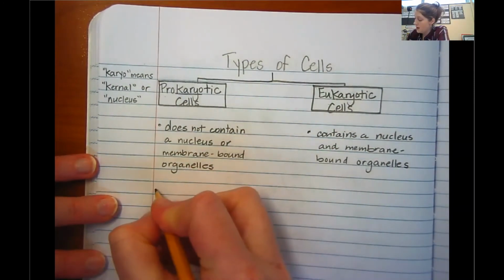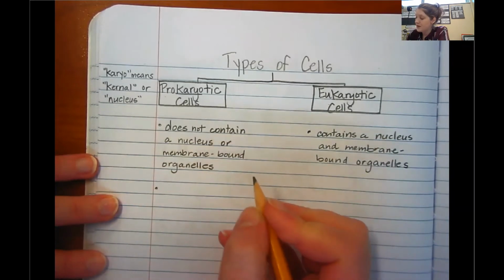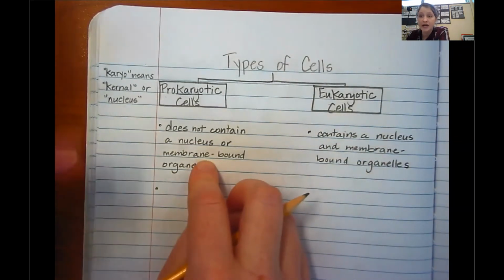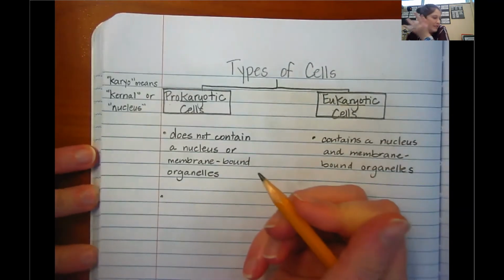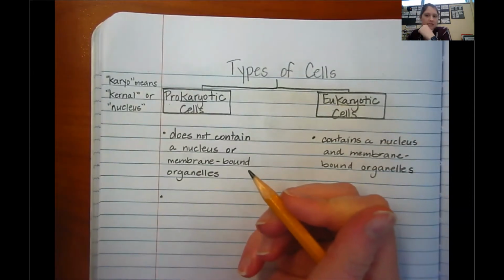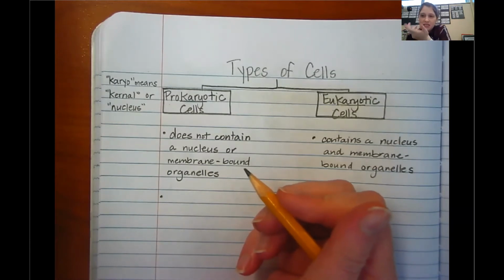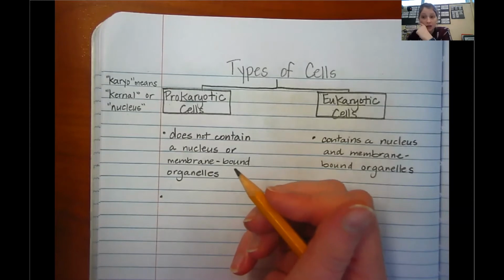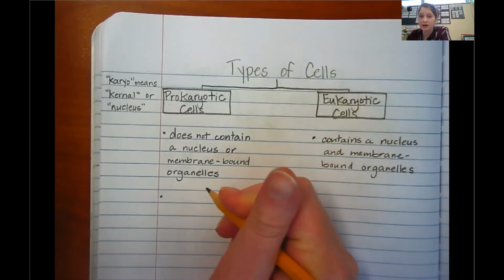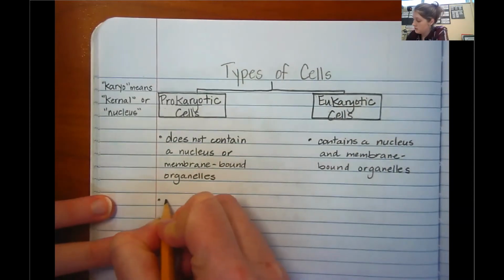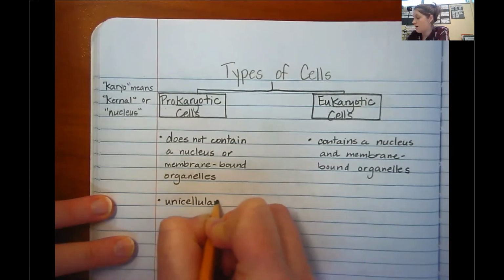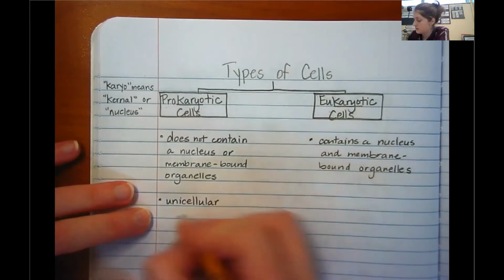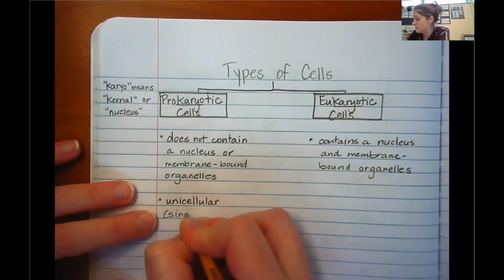Okay, prokaryotes, they're less evolutionarily advanced, and so they're less complex overall. Their DNA tends to be sort of jumbled and not really organized, not even in the center, just in the cell itself. They're also smaller and they're unicellular. Unicellular meaning they're single-celled. They're one-celled organisms.